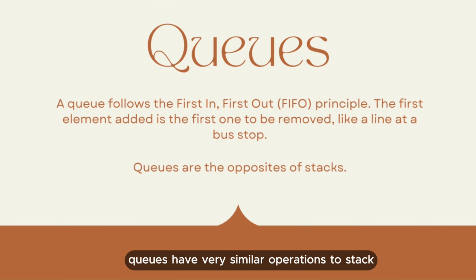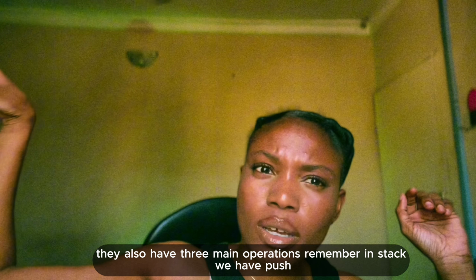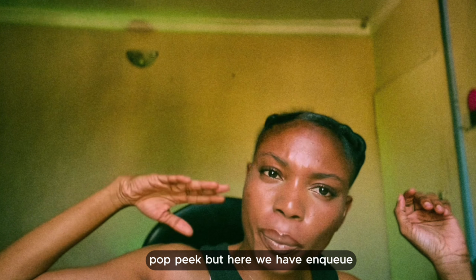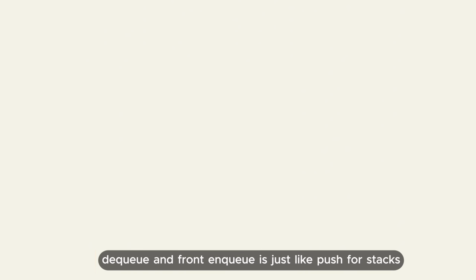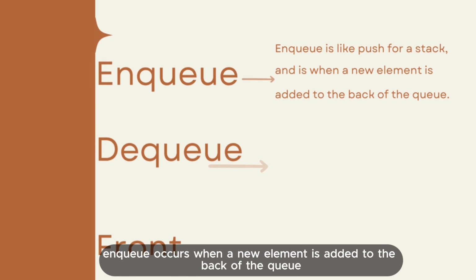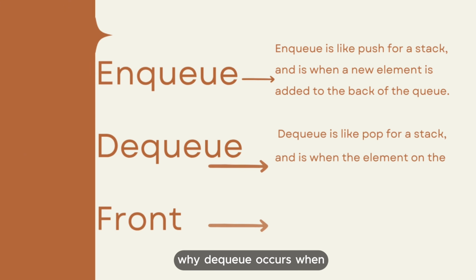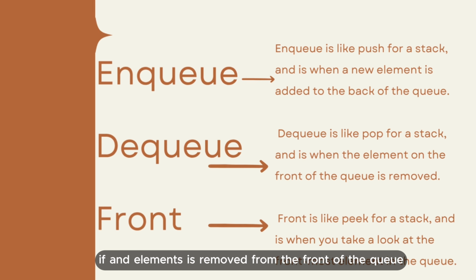Queues have very similar operations to stacks. They also have 3 main operations. Remember, in stack we have push, pop, peek. But here we have enqueue, dequeue, and front. Enqueue is just like push for stacks. Enqueue occurs when a new element is added to the back of the queue, while dequeue occurs when an element is removed from the front of the queue.